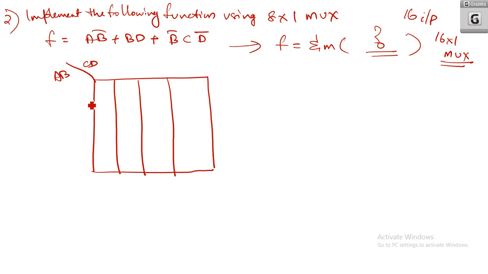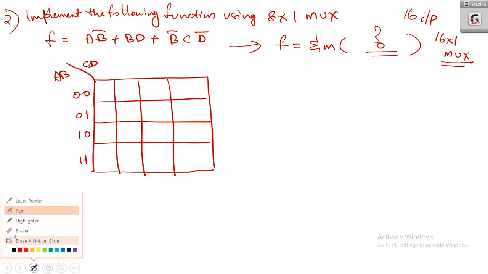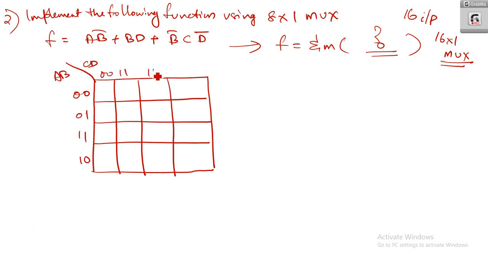This is 0, 0, 0, 1, 1, 1 and 1, 0. Sorry, there was a mistake over there. The cells are numbered 0, 1, 2, 3, 4, 5, 6, 7, 8, 9, 10, 11, 12, 13, 14 and 15. So this is A bar B bar, A bar B, A B, A B bar, and C bar D bar, C bar D, C D, C D bar.